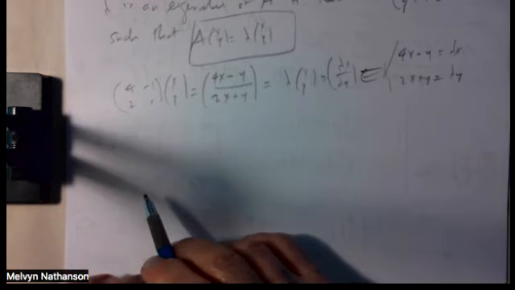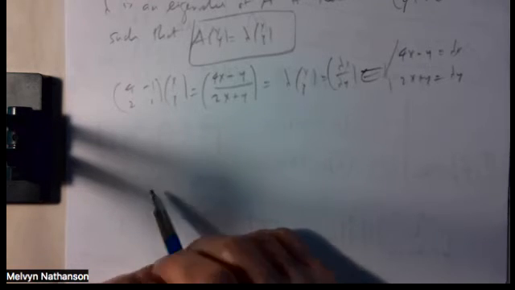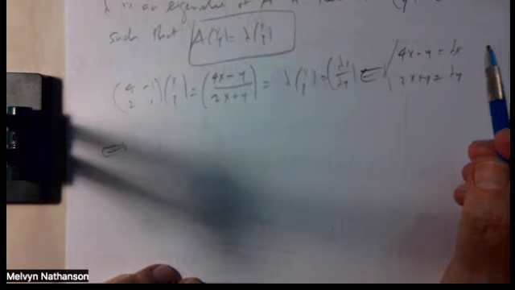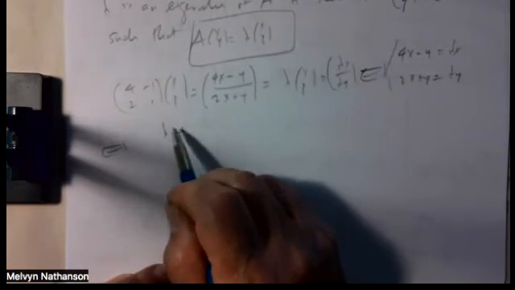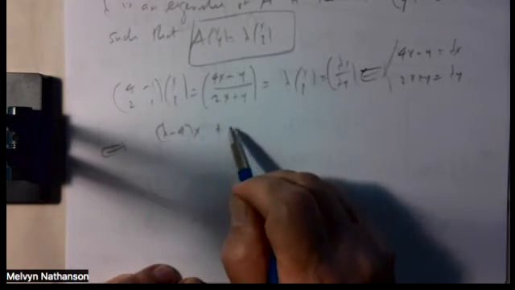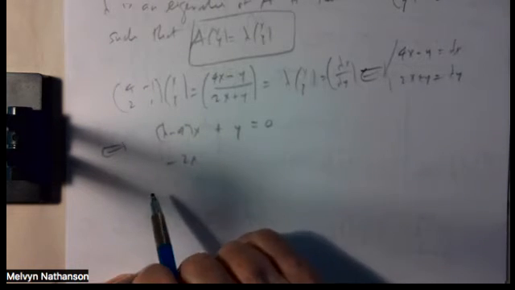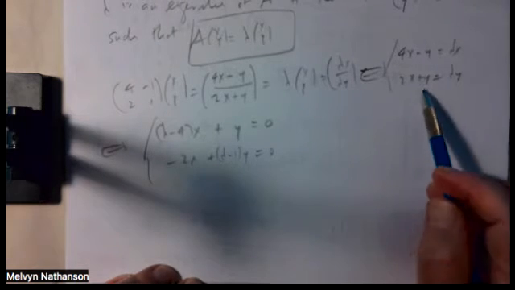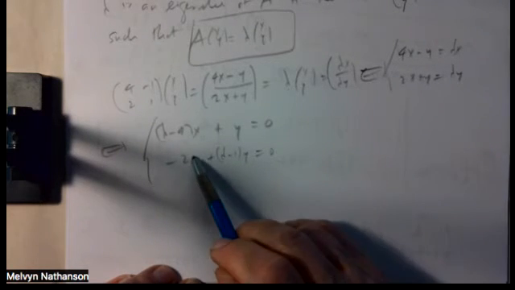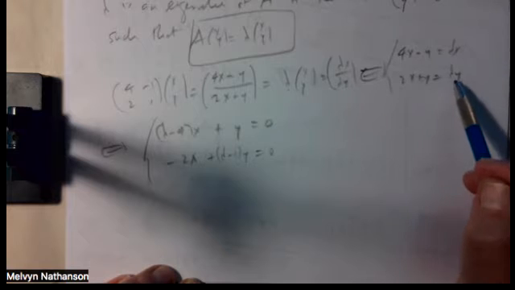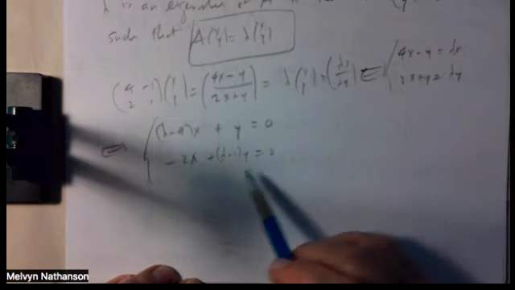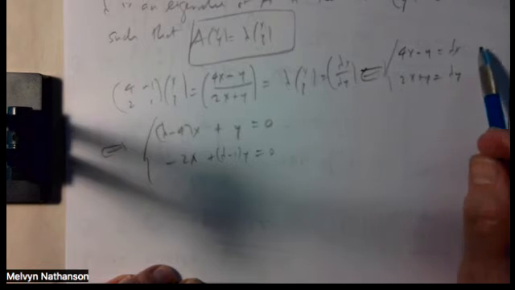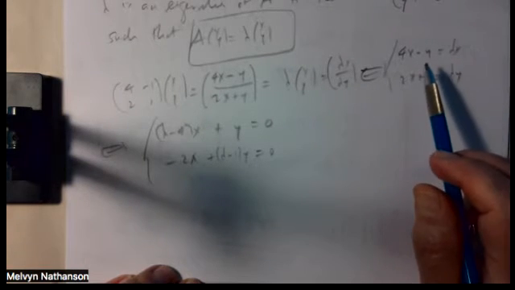So this is basically high school algebra, 2 equations and 2 unknowns. This is the same as if I put everything over on the right side of the equation. Lambda minus 4 times x plus y equals 0. That's the first equation. And minus 2x plus lambda minus 1 times y equals 0. That's the second equation.